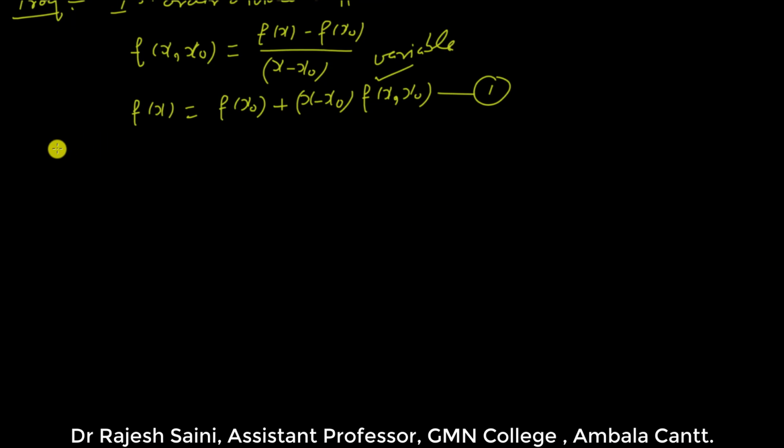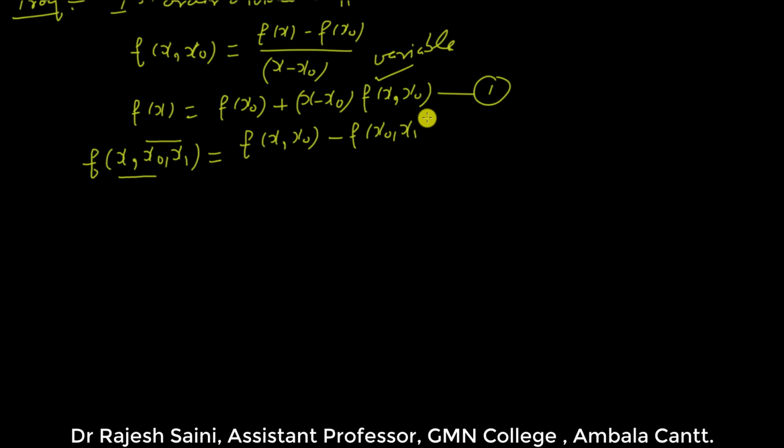So I will write here the second order divided difference. It will be given by f of x, x naught, x1. How will you write it? You know the formula: first two and the last two. So firstly I am going to write the first two, because here I have written the initial point and then the final. f of x, x naught minus f of x naught, x1, divided by the difference between the extremities, x minus x1.